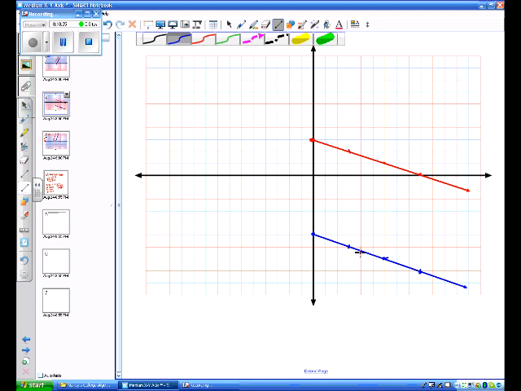So we have two lines that are parallel, and we wanted it to go through the point (3, -6). So there's 1, 2, 3, 1, 2, 3, 4, 5, 6. So it did go through the point (3, -6). So parallel lines are lines that have the same slope. And if two lines have the same slope, then they are parallel.